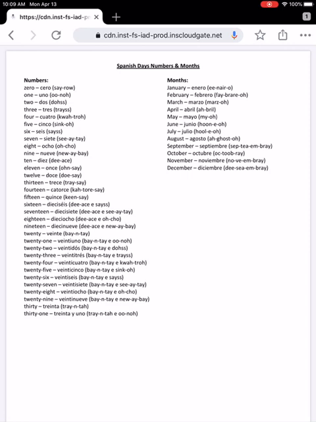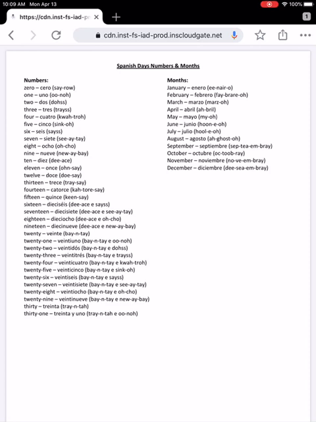Now, for today, you have one activity. In Canvas, you will find an assignment with the same name. It should just say Spanish numbers and months. I'm going to fix that. I didn't see that mistake. So it'll say Spanish numbers and months. And you are going to open up that assignment.